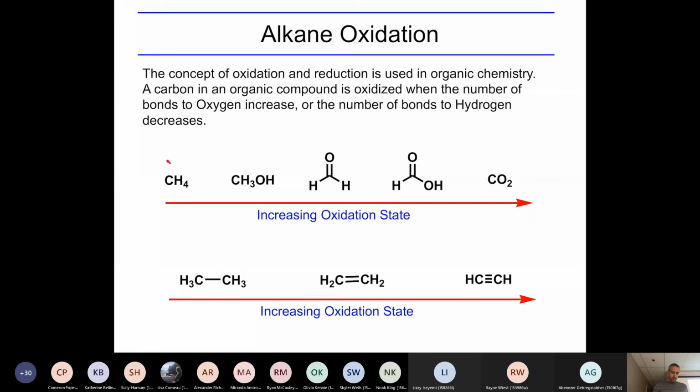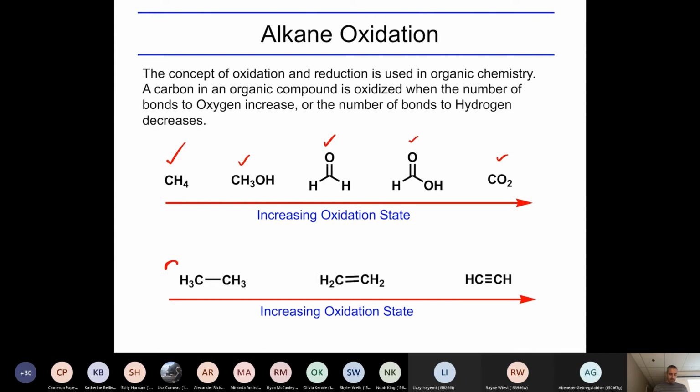So methane, we would say, is completely reduced. It has the maximum number of bonds to hydrogen and the minimum number of bonds to oxygen. So we would be oxidizing it by adding one bond to oxygen to make methanol, oxidizing it again to make two bonds to oxygen, a double bond here, to make formaldehyde, oxidizing it again to add a third bond to oxygen, and the most oxidized you can get carbon is CO2. So CO2 and methane are sort of opposite ends of the oxidation spectrum.